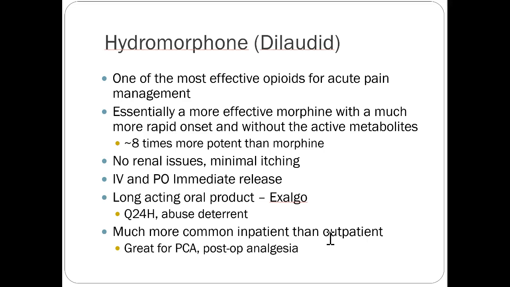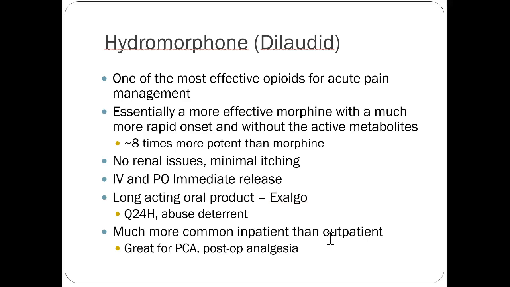Now, we dose that appropriately. So for morphine, you're going to give 10 milligrams. You might give 1 milligram of Dilaudid, right? So we aren't just slamming people with opioids. It's not like you have to be opioid experienced to be able to take Dilaudid. You just have to dose it correctly. There's no renal issues, no renal accumulation. Itching goes down a little bit compared to even hydrocodone and oxycodone. And it's IV and PO immediately.